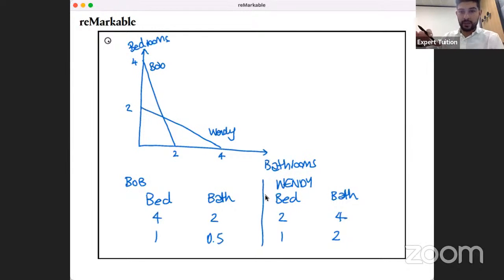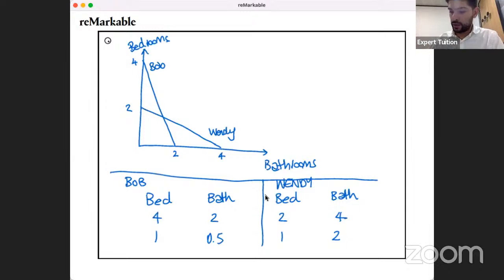So if I, by the way, reverse the numbers, if I did the opportunity cost of bathrooms and bedrooms, they would just be the inverse. So yeah, you can obviously do that in your own time. But anyways, so let's say Bob now specializes and makes 4 bedrooms and Wendy specializes and makes 4 bathrooms. What is the logical trade that they should now engage in? What should they do? Do you agree it makes sense for Bob to give Wendy 2 bedrooms and Wendy to give him 2 bathrooms? So they end up with 2, 2.